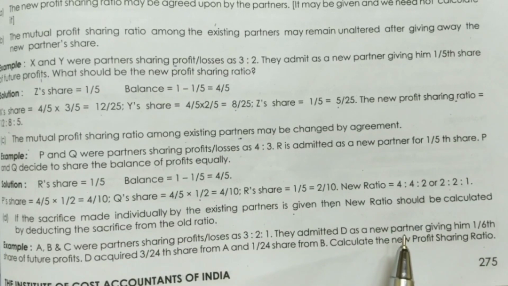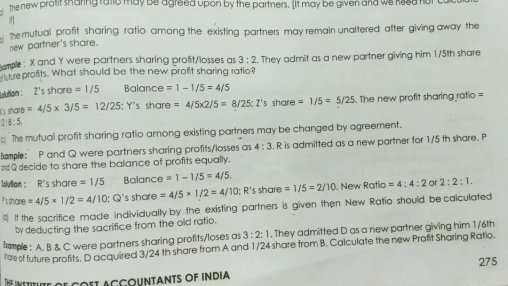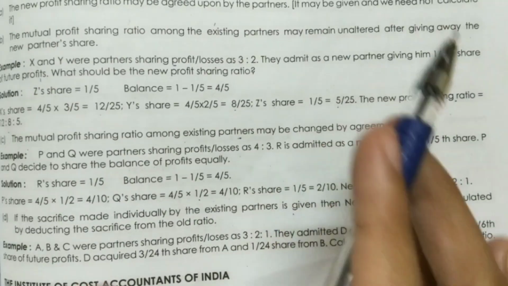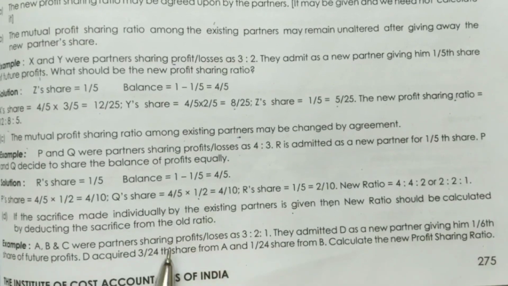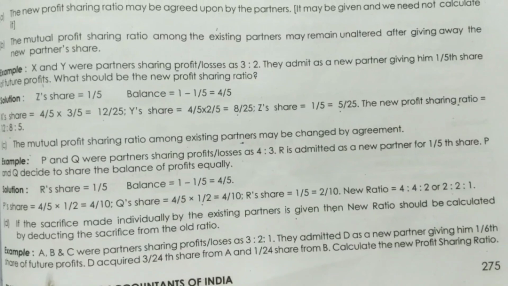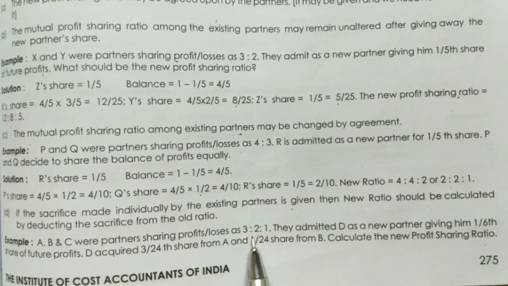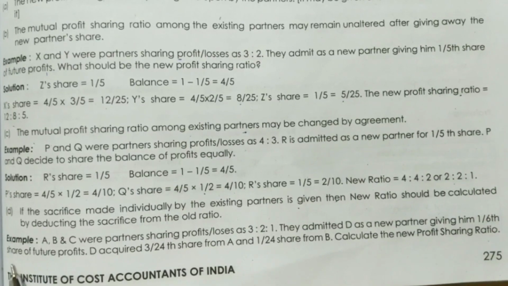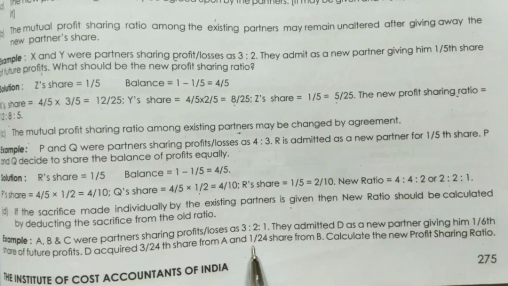So they have already given us an example. Let's go through that. A, B and C were partners sharing profit and losses as 3:2:1. So there were 3 existing partners, or you can say 3 old partners, and their old profit sharing ratio is 3:2:1. They are going to admit D as their new partner and give him 1/6 of the future profit, fine. Now D acquires 3/24 share from A and 1/24 share from B. So they have told us in the question that A has sacrificed his 3/24 share for D, and B has sacrificed 1/24 share to D, right?